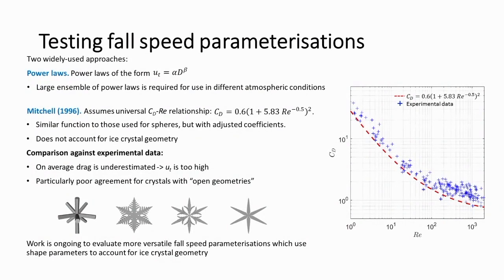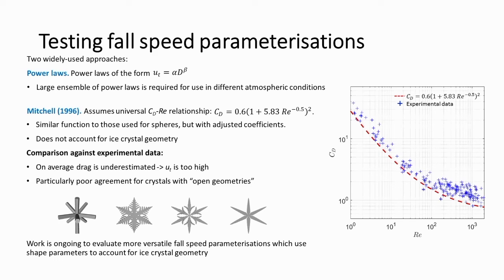The first of which is there's no account for the ice crystal geometry. So what you find is that you have to have a very large ensemble of different power laws, each of which you can apply in very specific atmospheric conditions. And the second is that when you actually look at the data, there's an awful lot of scatter around the average fits. But despite these issues, they remain very popular because they're just so simple and easy to use.